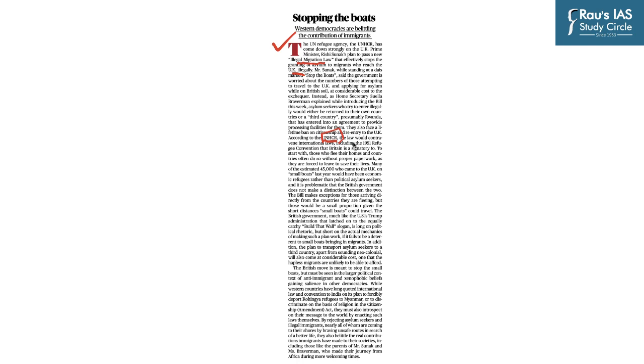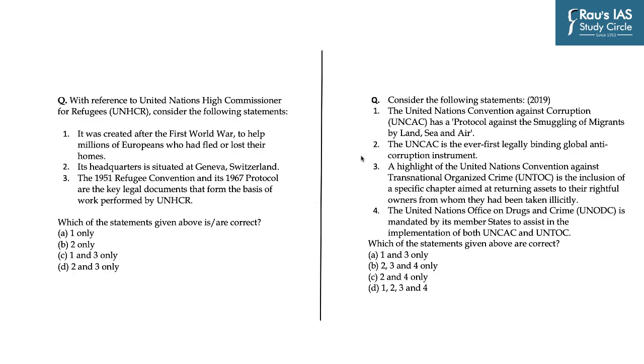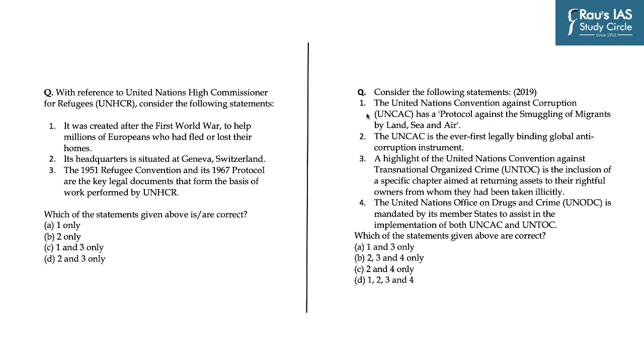Now from the perspective of prelims examination, important international conventions must be revised and UNHCR is one of them. And if you look at the precedents, in 2019 itself UPSC had asked a question on United Nations Convention Against Corruption. And if you look at the statement, the intention of UPSC was to test the basic information with respect to UNCAC, its protocol, whether it is legally binding or not, what are its highlighting features, and its relationship with some of the other important United Nations agency.